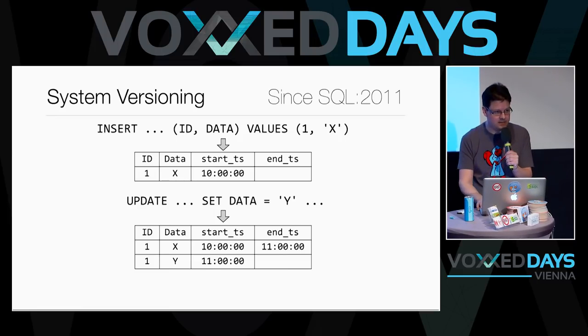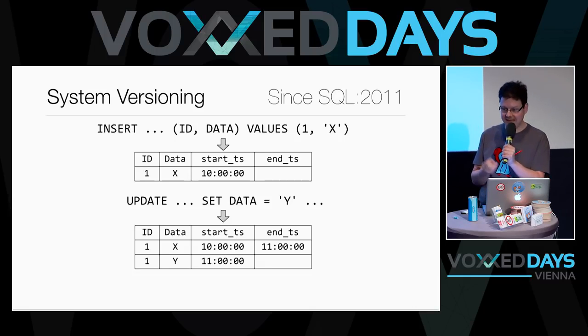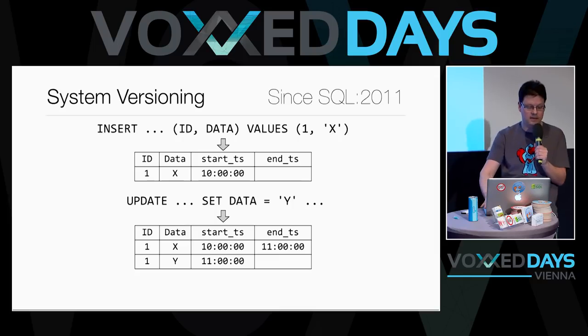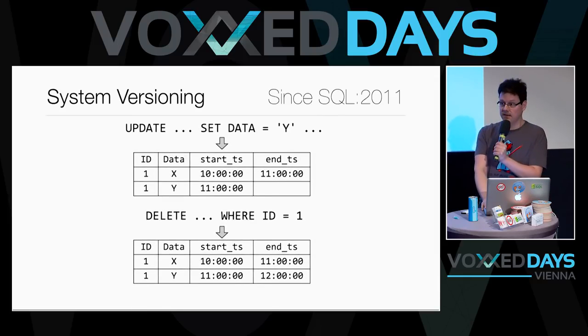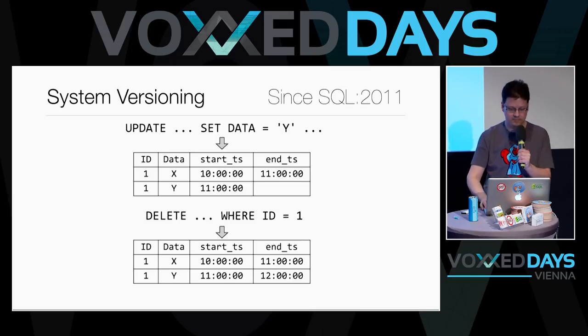If you update, it's not that the old data is gone. It's just that the temporal validity is updated. So the end timestamp of the original data is set, and the new row will have the according beginning timestamp. The same thing if you delete something, it's not gone. It's still there. It's just marked invalid by setting the timestamp properly.